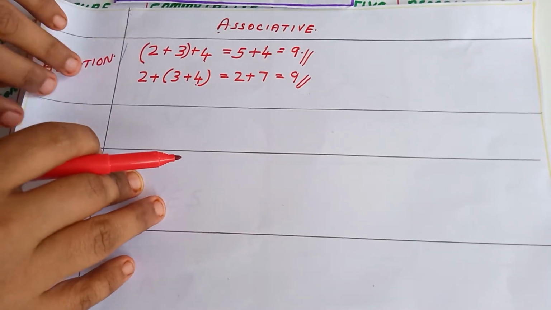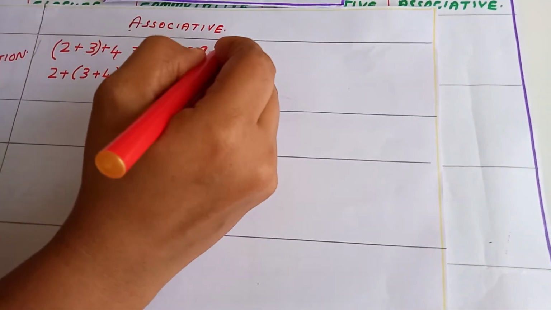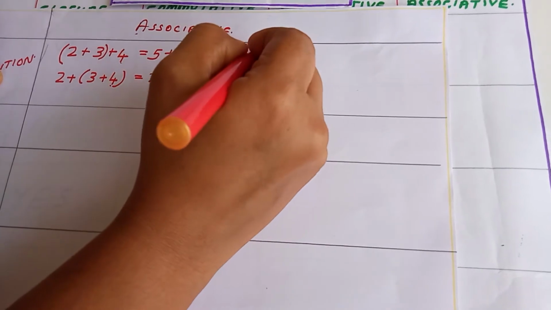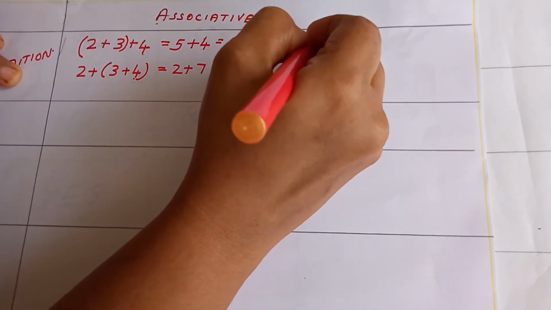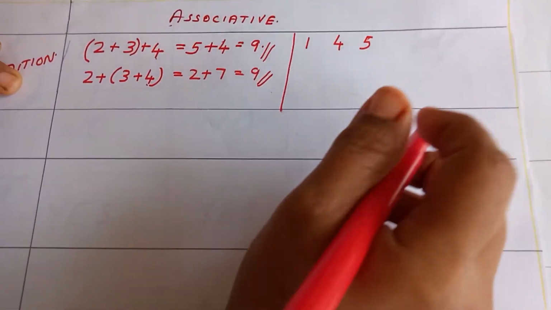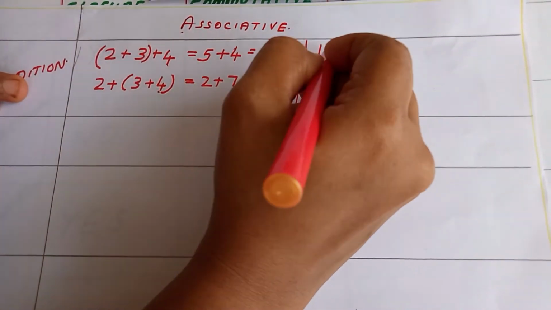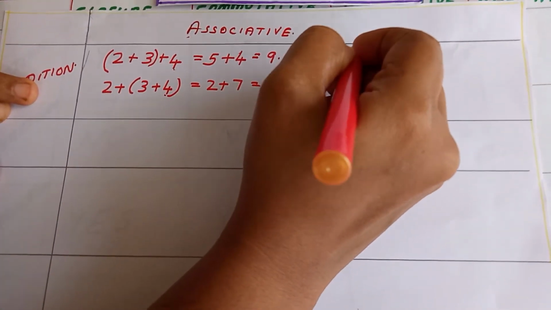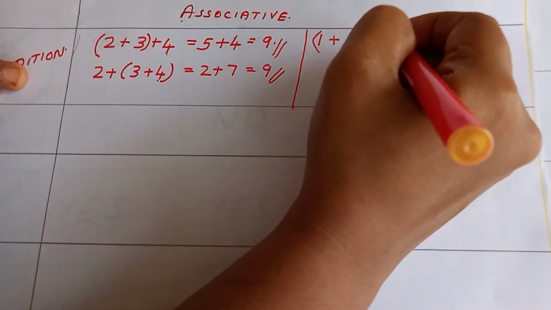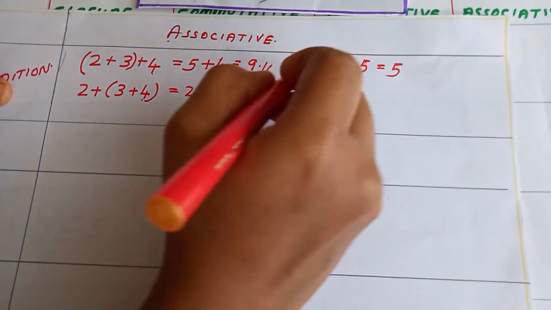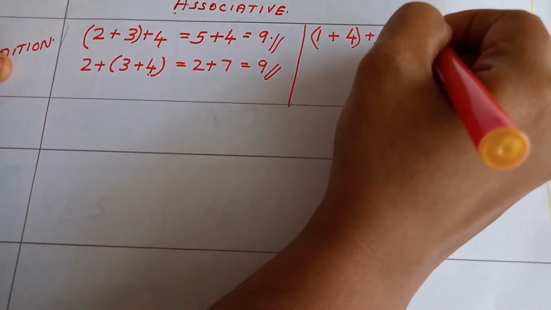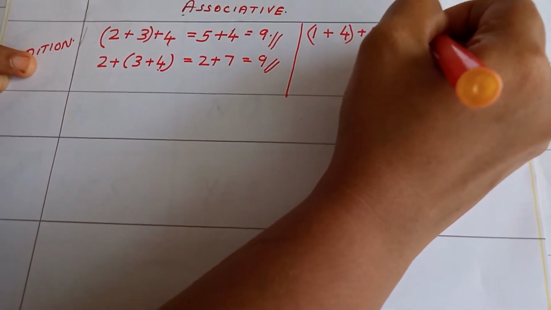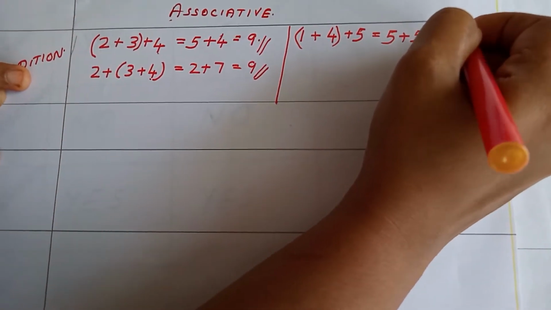We can check one more example. See, 1, 4, 5. I am selecting the first 2 numbers, 1 and 4, as the first pair. Then 1 plus 4 is 5. Again this 5 is remaining. So 5 plus 5, the final answer is 10.